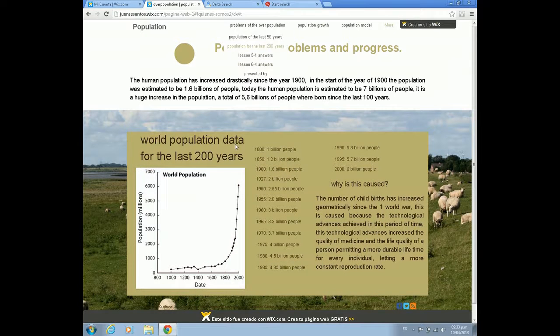World population data for the last 200 years. Here is a graph that shows the birth rate since 200 years ago. And with this data we match it with this table to make it easier to understand. Here it is telling us how the population increased a lot in 200 years.